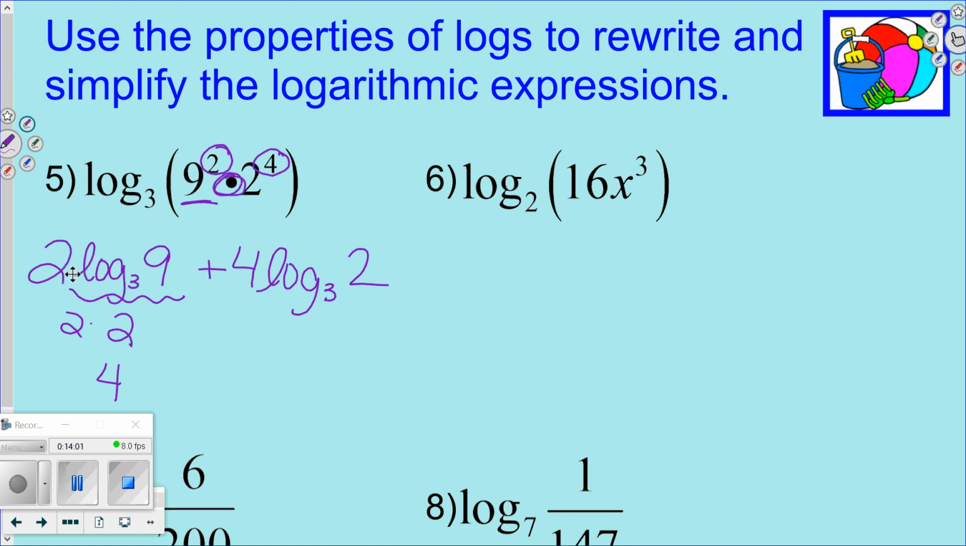3 to what power equals 2? Is that a nice one? Try that. Does 3 to the negative 2/3 make 2?